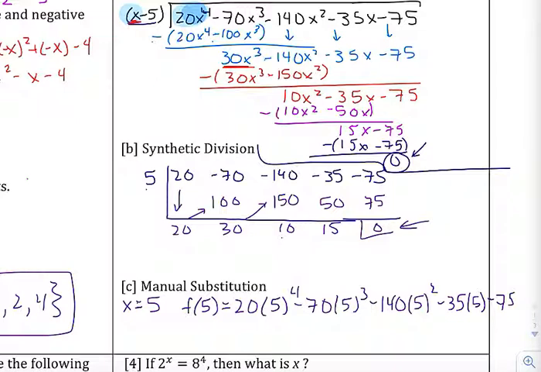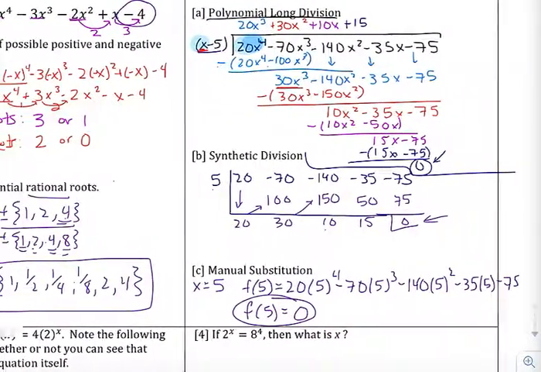Okay. And when you run this through, say with a calculator, you'll end up with f of 5 equals 0. And so all these three things mean the same thing. They're all different ways to get to the same place. It's completely up to you which way you want to handle that.